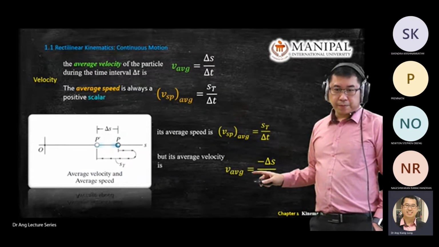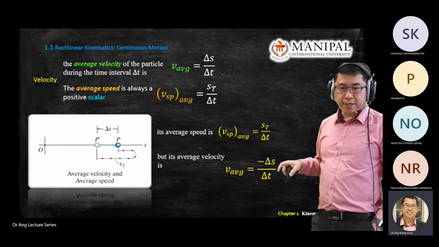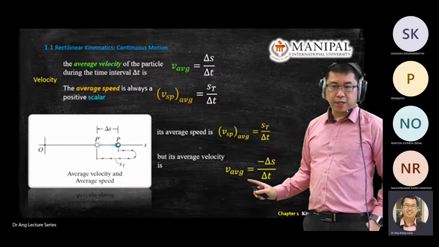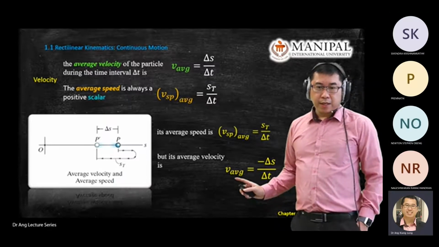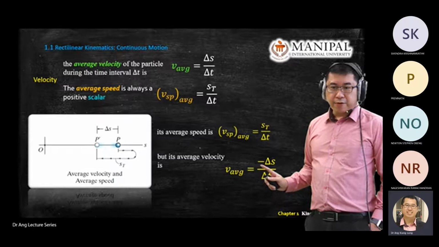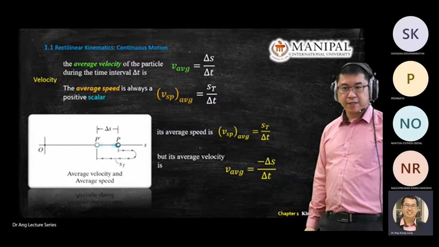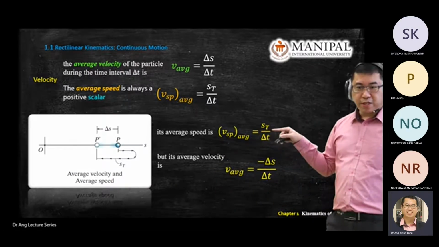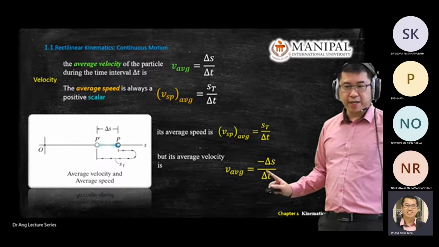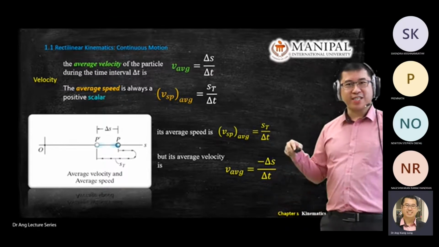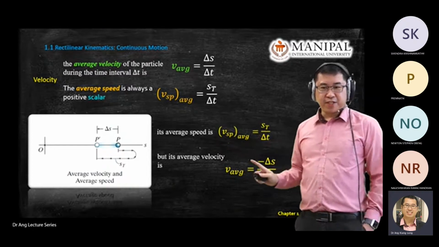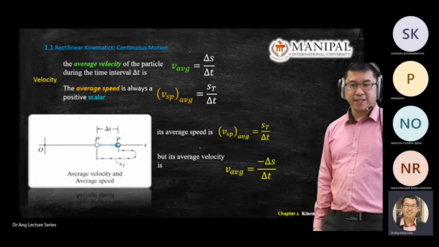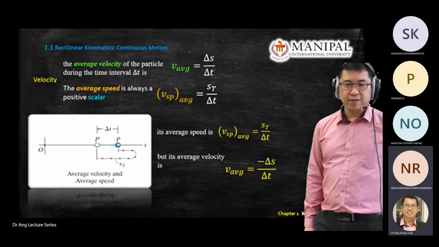So one more highlight here is that for velocity, do you see the negative sign here? There's a difference between this one and this one. Why do we put a negative sign there? What do you think? Based on what we discussed 10 or 15 minutes ago, why do you think there's a negative sign for average velocity? Because it's going in the opposite direction, sir?